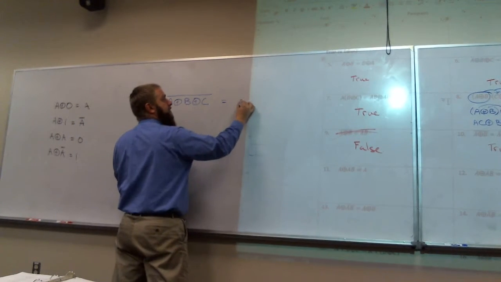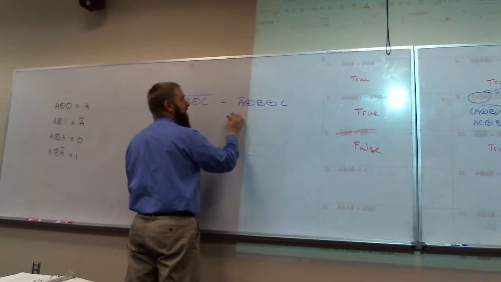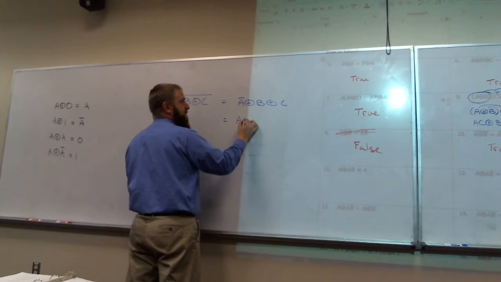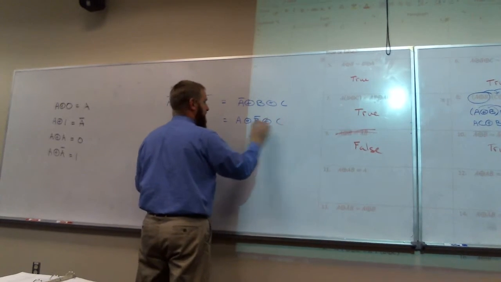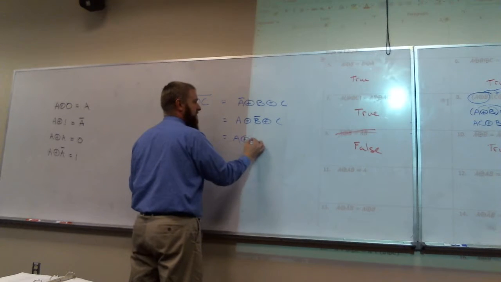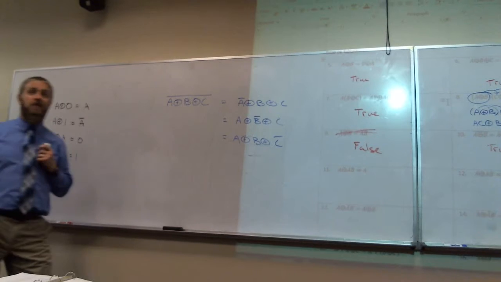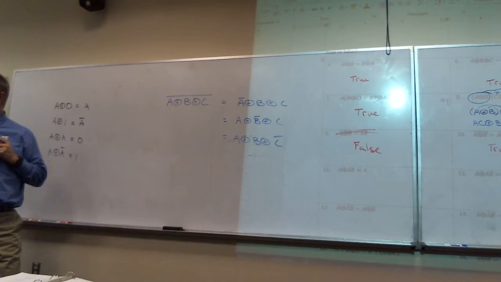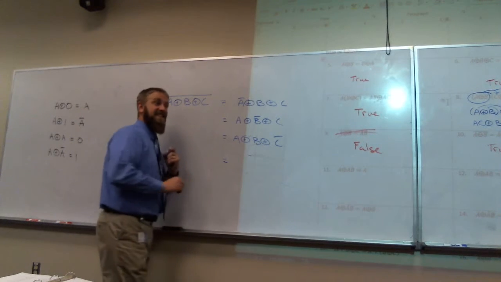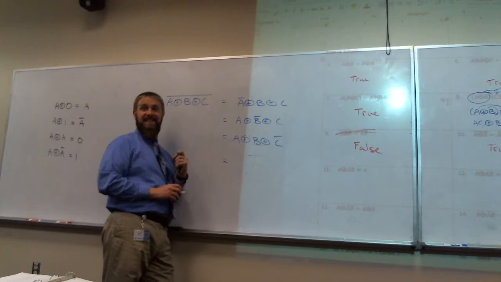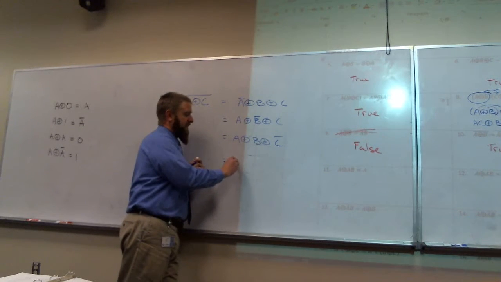So this would be equivalent to A not XOR B XOR C, which would be the same as A XOR B not XOR C, or A XOR B XOR C not. Or A XOR B XOR C XOR 1. Sure, you could do something like that, but I was thinking of this.